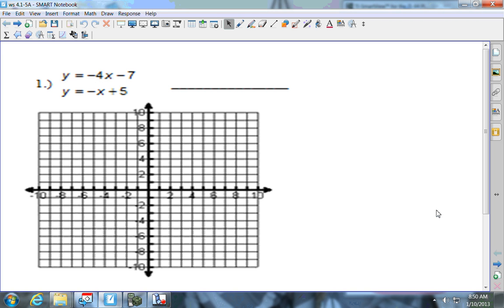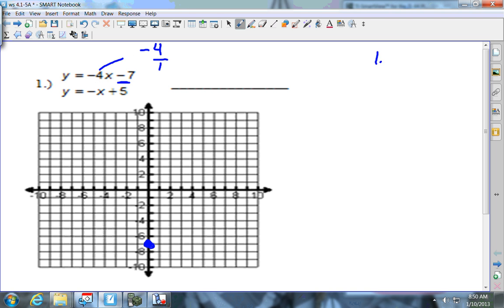First off, to be able to graph, you need to make sure that the equations are in slope-intercept form, which both of these are. The first thing I will do is plot the y-intercept, which is -7. So I'll go down here to -7 and put a dot. The slope is this number next to x, which is -4, -4/1.